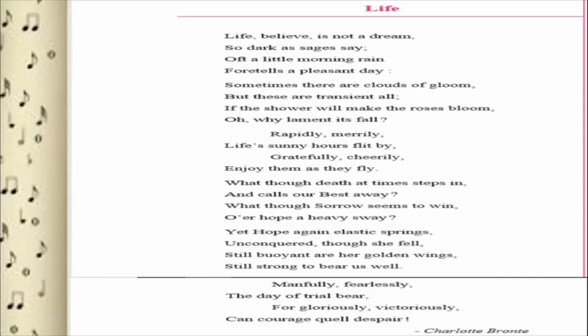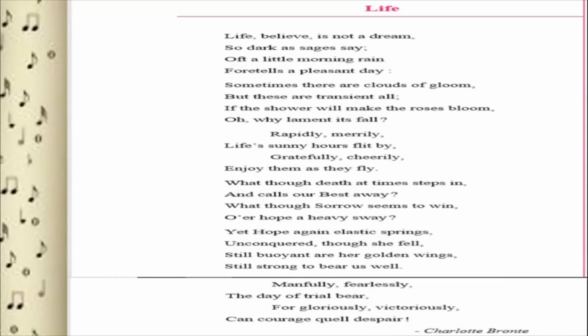The day of trial bear, whenever you have an examination, you should be prepared for it, you should be brave enough and you should face the examination. Now the examination might be in an examination hall which your teachers are conducting, or it could also be an exam in your life. Because remember, if you appear bravely for the exam, then you will win. You will be a glorious, victorious person.